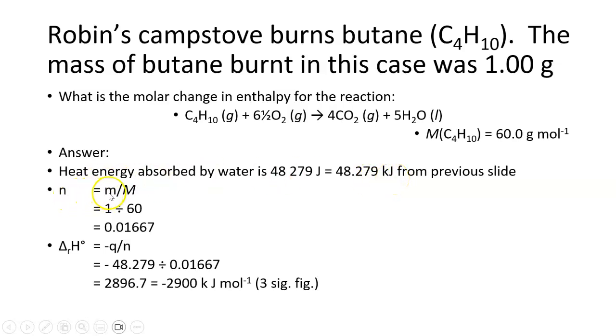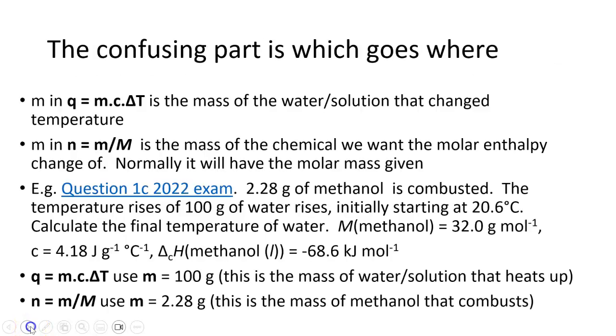The amount in moles is the mass over the molar mass, which is 1 over 60, which is 0.01667. The molar change in enthalpy is negative Q over N, negative 48.79 divided by 0.01667. Is that number? Negative 29,000 kilojoules per mole, to 3 significant figures.